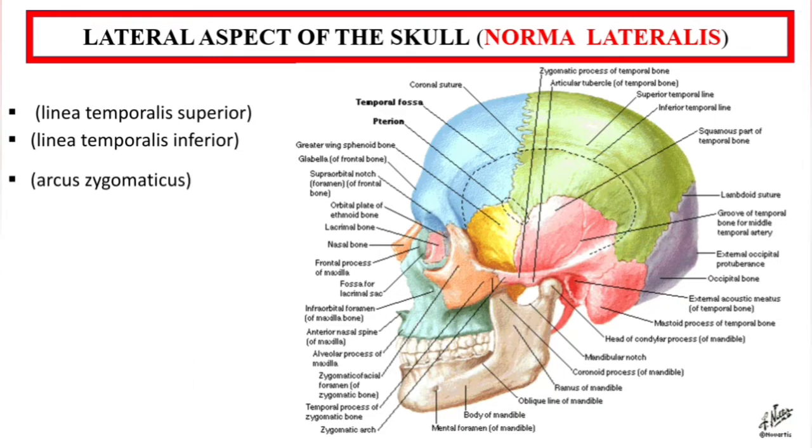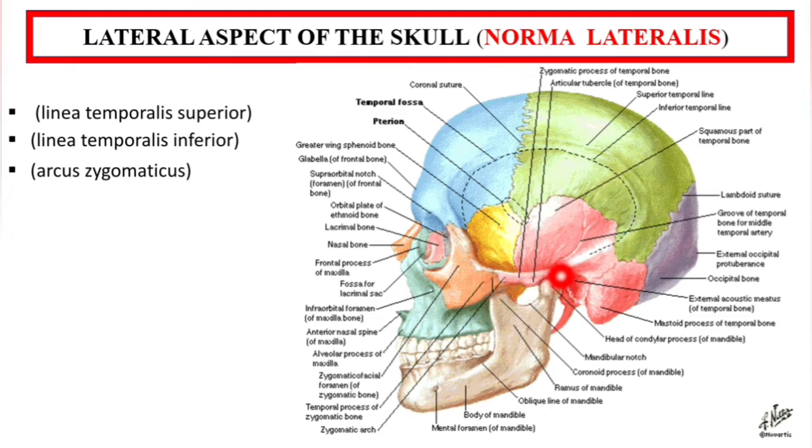This is called the zygomatic arch and is formed posteriorly, the two thirds, by the zygomatic process of the temporal bone, and then the anterior one third is formed by the temporal process of the zygomatic bone, right?